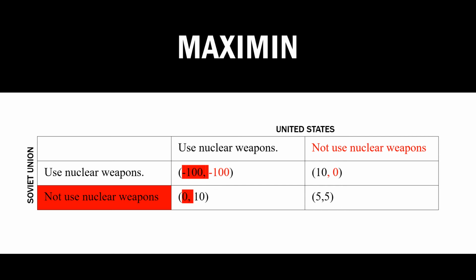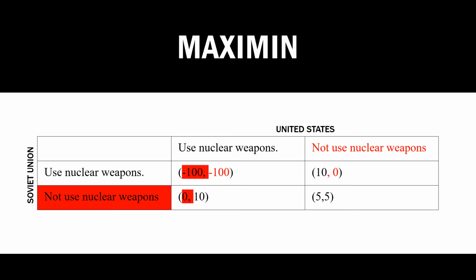To solve this game, we must first determine the dominant strategies of each player and the Nash equilibrium. Out of the dominated strategies, those that were ruled out because they produced the least amount of payoff, each player will choose their best strategy, and where they meet is the solution. If the Soviet Union looks for the best strategy out of the worst ones, which would be -100 for using nuclear weapons and 0 for not using nuclear weapons, it will choose not using nuclear weapons because 0 is better than -100.